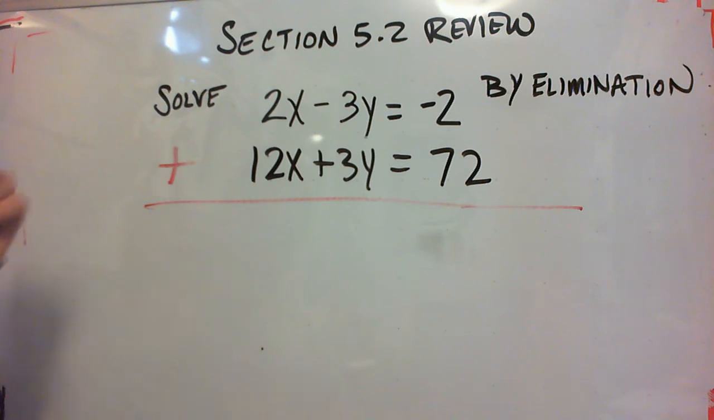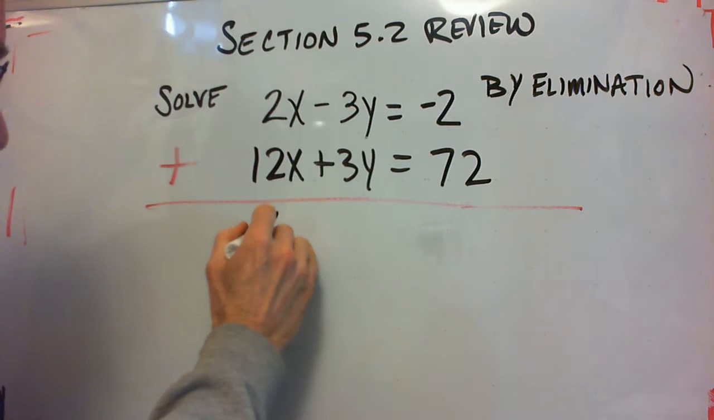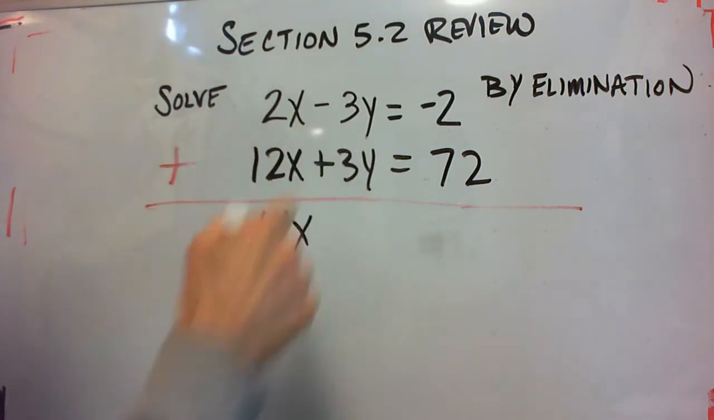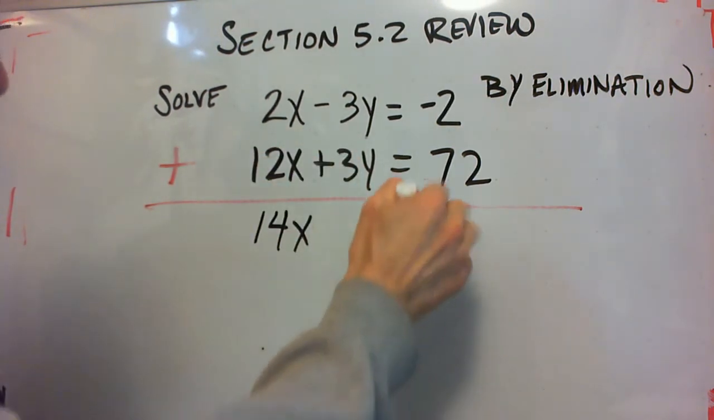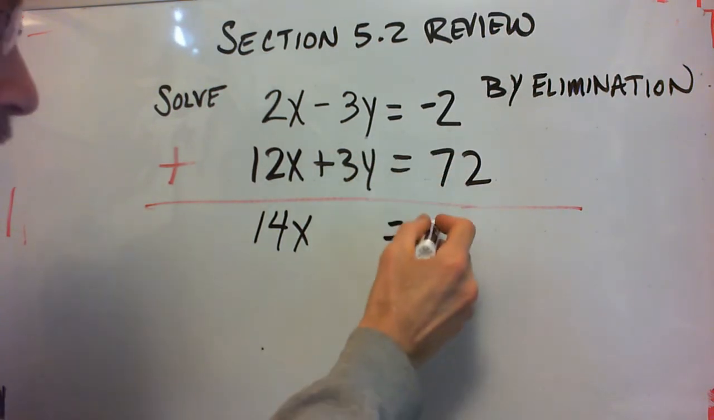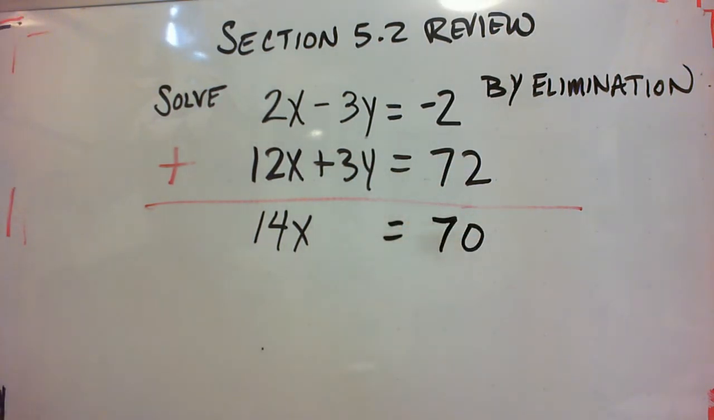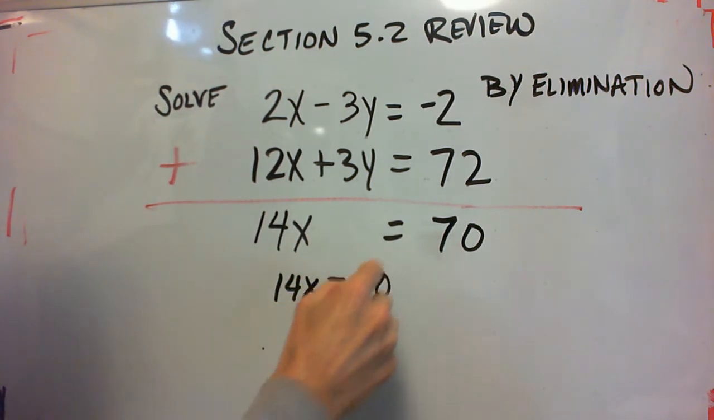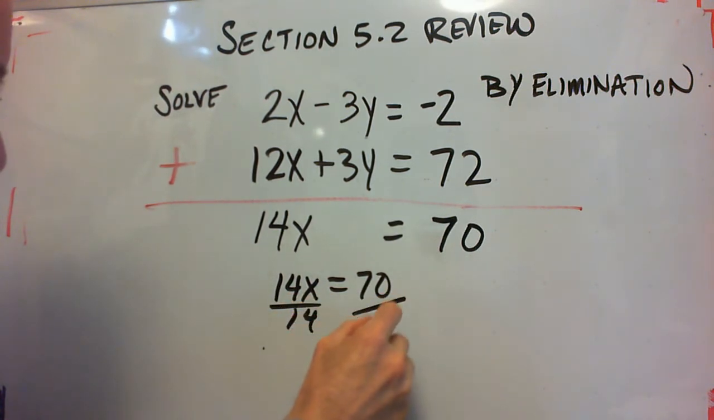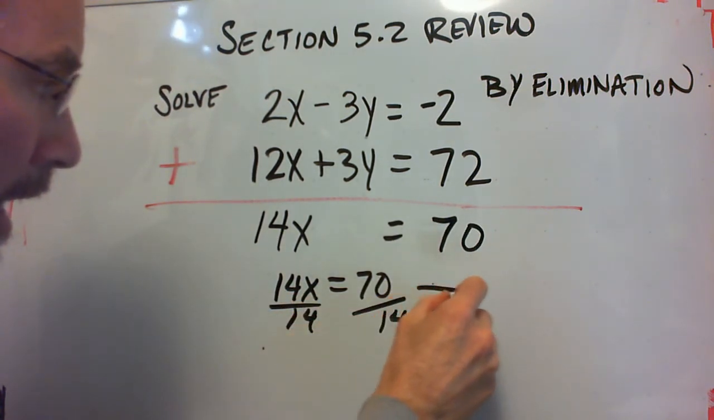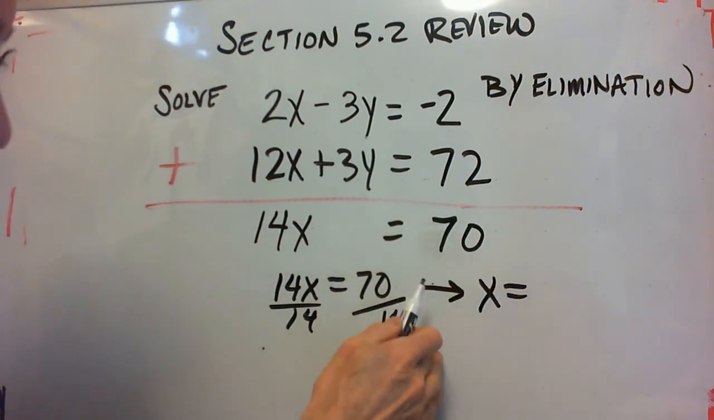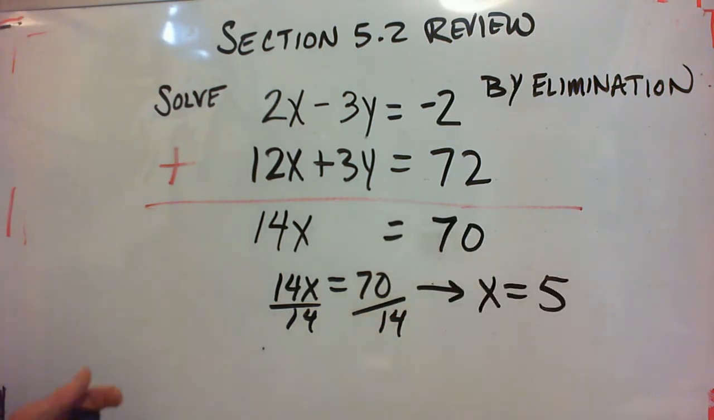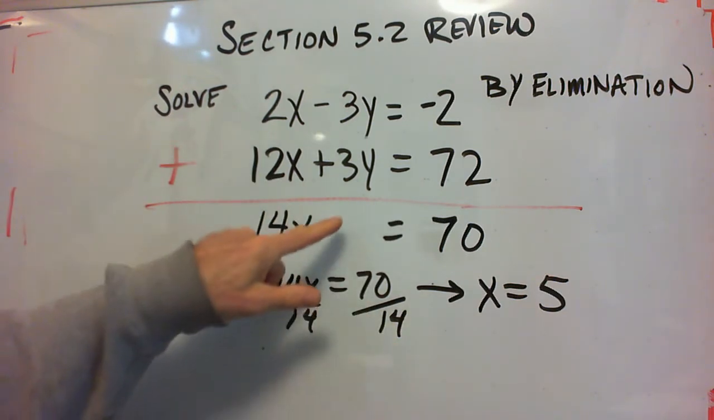So when we do that multiplication and then add our equations, the 2x and 12x add up to 14x. The negative 3y plus positive 3y makes 0y. Negative 2 added to 72 is 70. So now we have one equation, one unknown. We can solve it. 14x equals 70. Divide both sides by 14. And 70 divided by 14 is an even 5. Because 5 times 14 is 50 plus 20, or 70. So we got one answer, x equals 5.